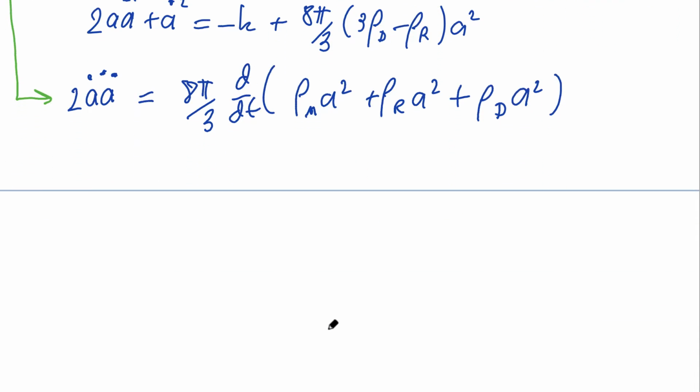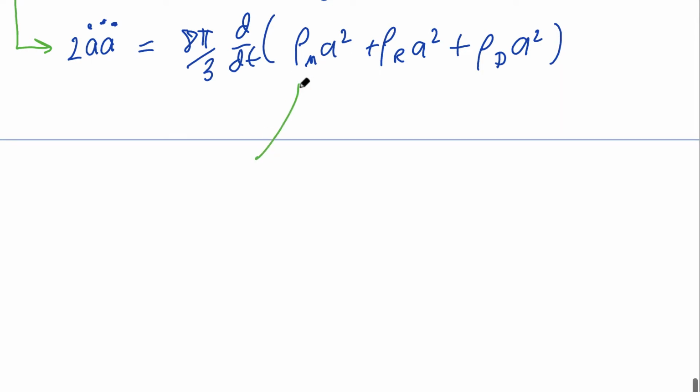And now let's recall that rho m is a constant divided by a cubed. So that means rho m times a squared is a constant over a. And we can differentiate.